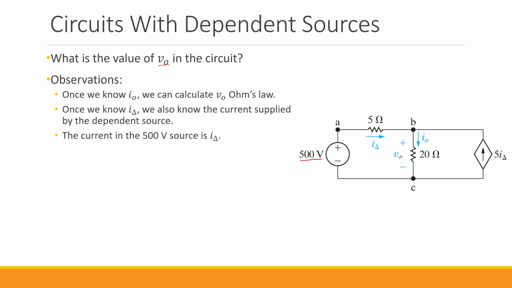So we can have several observations here. First is that if we know the value for the current that goes through this 20 ohm resistor, we can use Ohm's law to find the voltage across it too. So remember, Ohm's law was stating that the voltage across any resistor equals the resistance multiplied by the current that goes through the resistor. So for this specific resistor, VO is going to be 20 multiplied by IO.